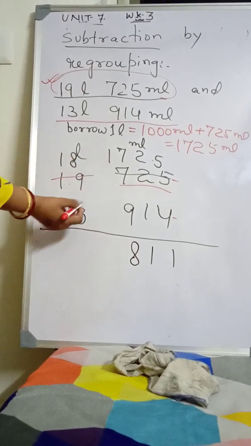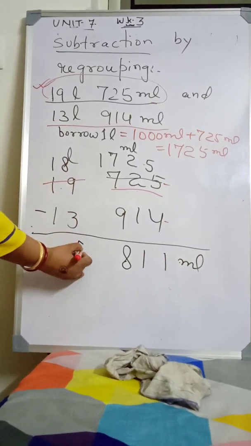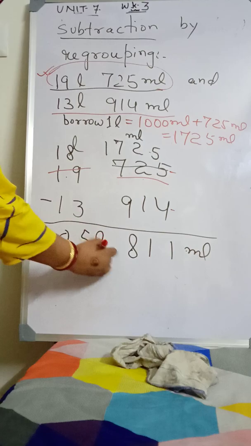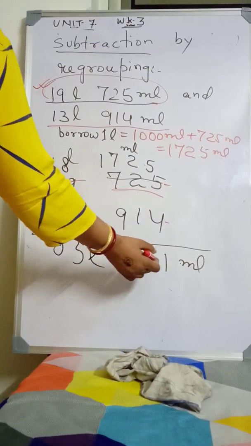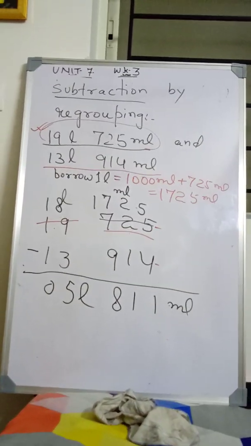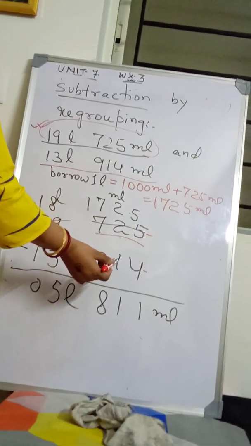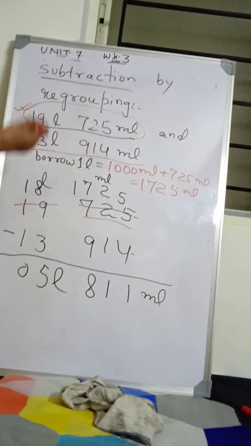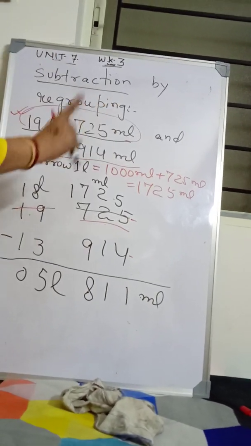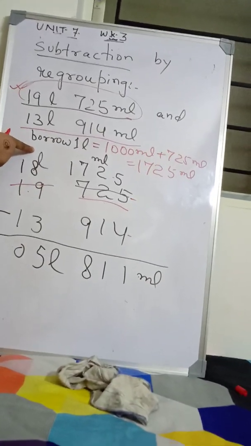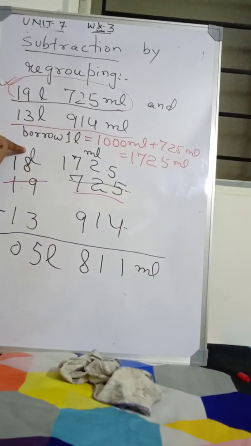Right? Now come to the liter section. 18 minus 13: 8 minus 3 is 5. 1 minus 1 is 0. So the difference is 5 liter 811 milliliter. So what we have done: if the minuend is less than the subtrahend, then we have to borrow 1 unit from the greater value. Only 1. There is a scarcity in milliliter, so I have to borrow from the unit liter, 1 liter.